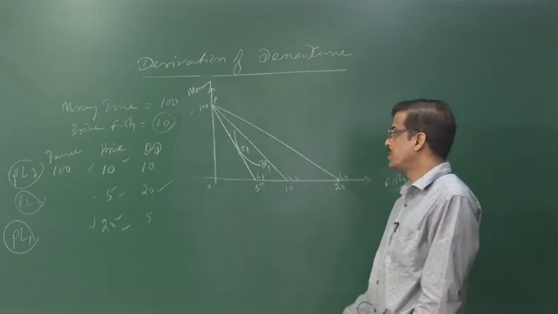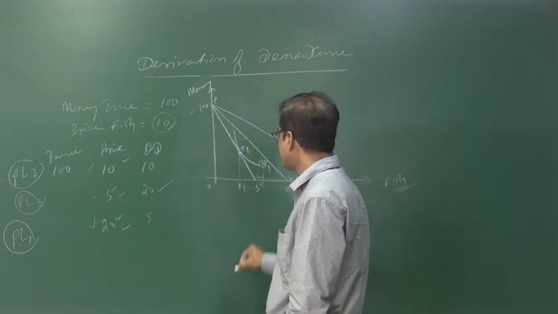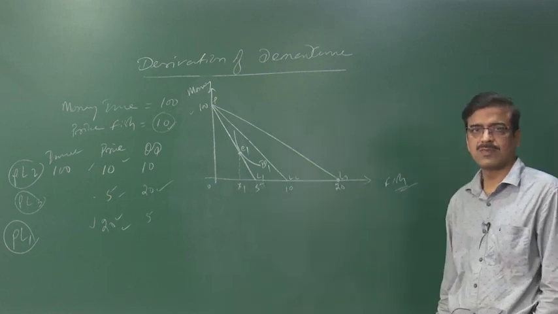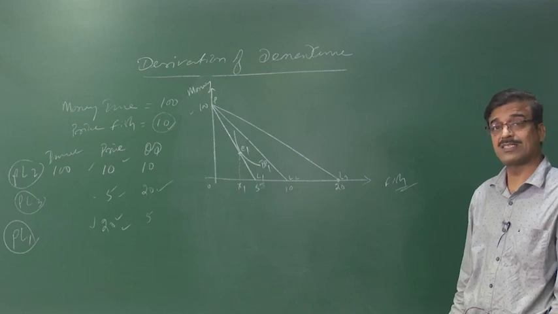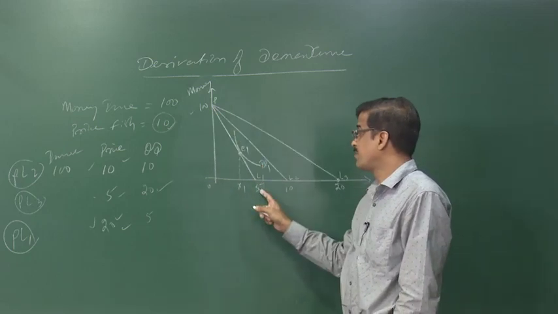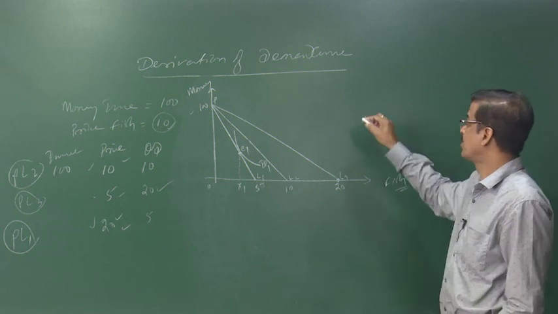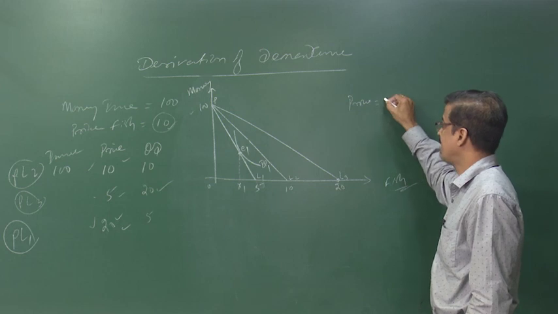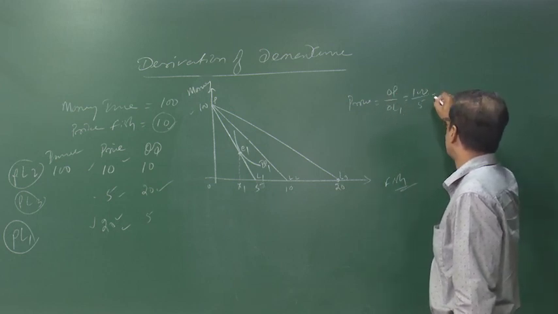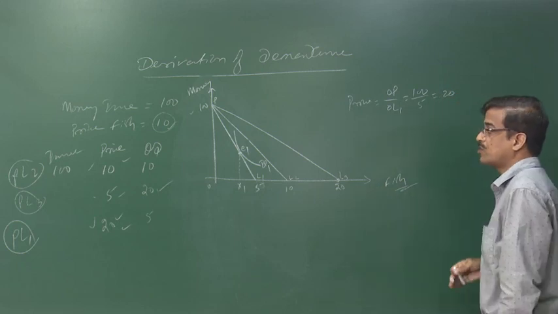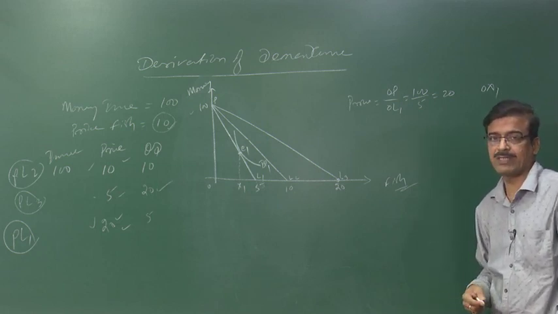So, the consumer is in equilibrium at this point, which means the consumer is going to consume X1 units of the product. At what price? The price is 20, because 100 divided by 5 gives 20. How is the price derived? The price is OP divided by OL1, I mean 100 divided by 5, which is 20 rupees. So, at 20 rupees the consumer is consuming OX1.